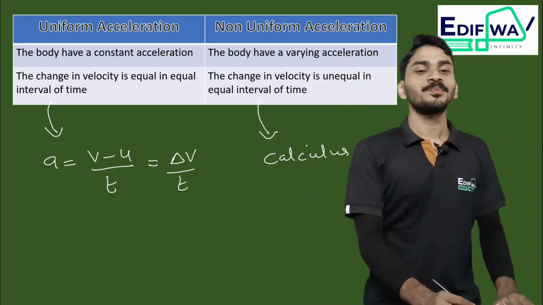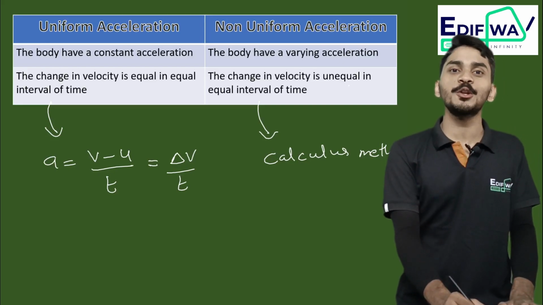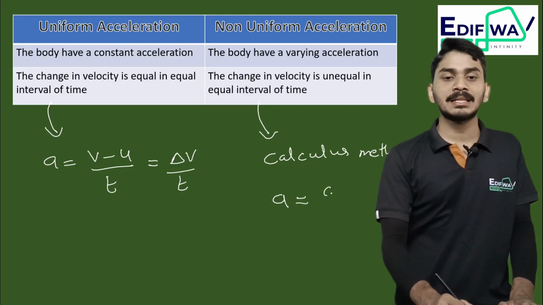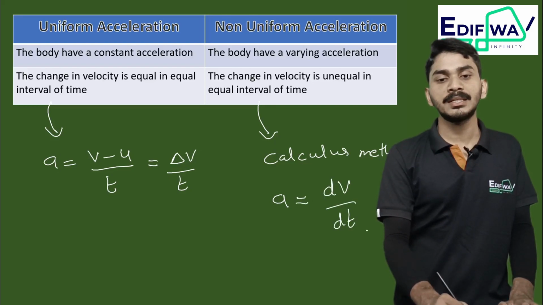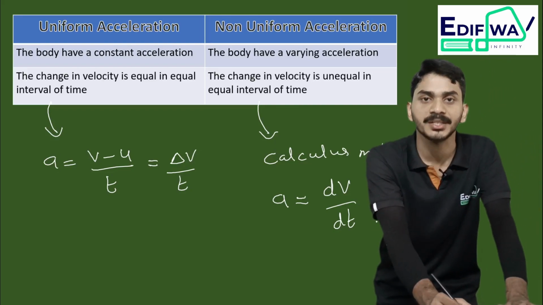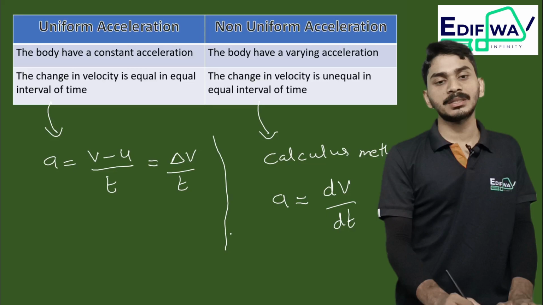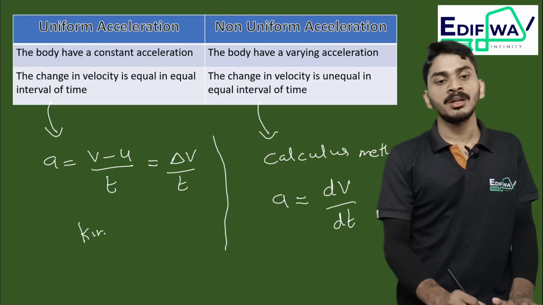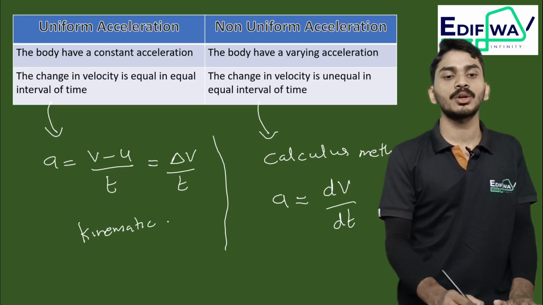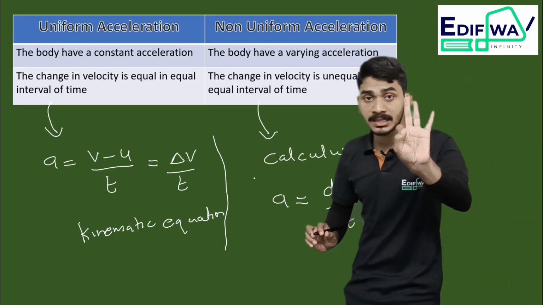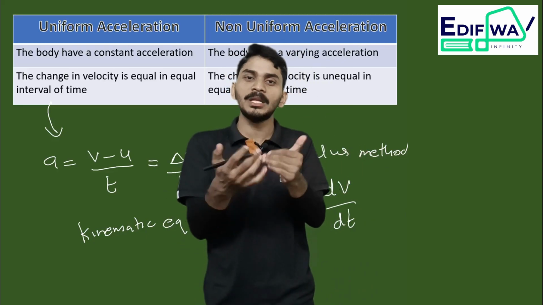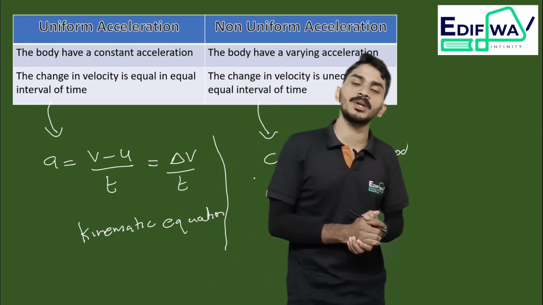Now we have only the calculus method for non-uniform acceleration. There we can say the acceleration is dv by dt. We can only apply differentiation. Clear? So you have to remember this. Now for uniform acceleration you have the kinematics equations. There are basically three equations, and you have learned those three equations in your previous classes also. It is familiar to you. Here we will be learning their derivations too.